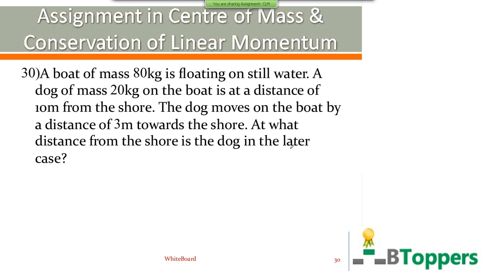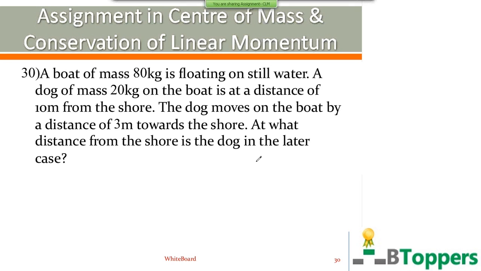Question number 30. This is also based on the same special case. A boat of mass 80 kg is floating on still water. A dog of mass 20 kg on the boat is at a distance of 10 meters from the shore. The dog moves on the boat by a distance of 3 meters towards the shore. What distance from the shore is the dog in the later case?